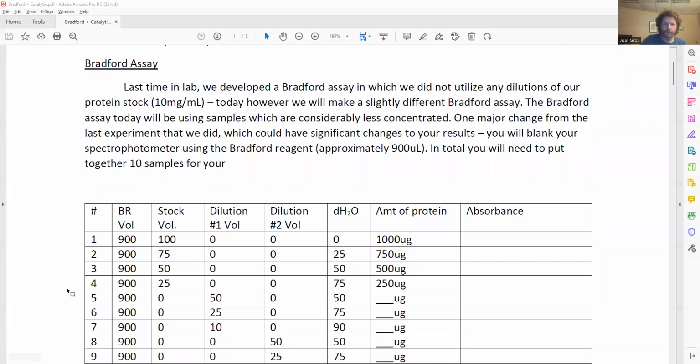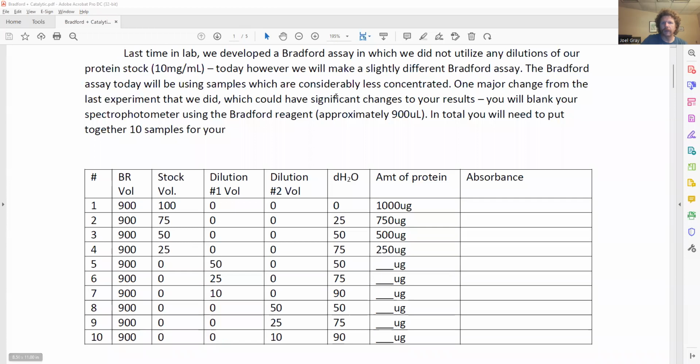Now, if you look at the table below, I'm going to put some stars and some markings by some of the columns that I want to draw your attention to. The first is your Bradford reagent volume. That's the exact same that we previously did, 900 microliters across the board. The next column is stock volume. The stock volume is the stock or concentrated protein sample that we're going to use. That's the 10 milligrams per milliliter or 10 micrograms per microliter sample. And that is one that we are going to be using to prepare 4 samples.